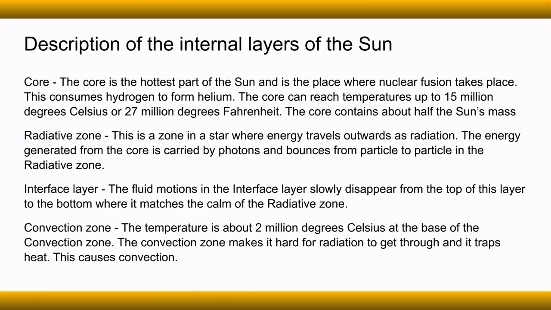Convection zone. The temperature is about 2 million degrees Celsius at the base of the convection zone. The convection zone makes it hard for radiation to get through and it traps heat. This causes convection, which I forgot the definition of. I'm sorry.